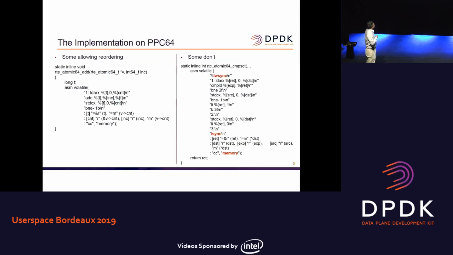So this is the implementation on PPC 64. For part of the APIs, the order is kept. You can see in the beginning, it has lwsync, and in the ending, it has a sync instruction. So for this API, compare and set, the order is ensured, it's guaranteed. But for this API, atomic add, PowerPC is a relaxed ordering model, so loads and stores can cross this atomic API.